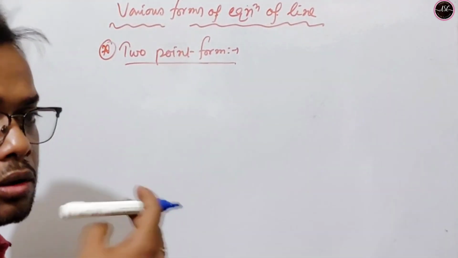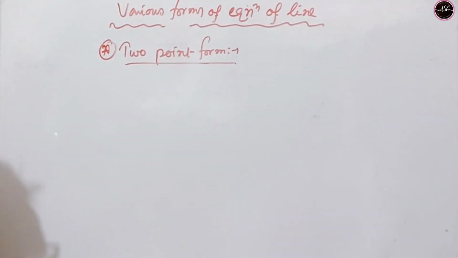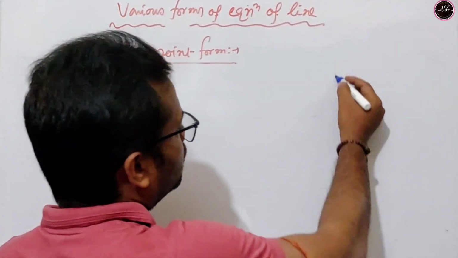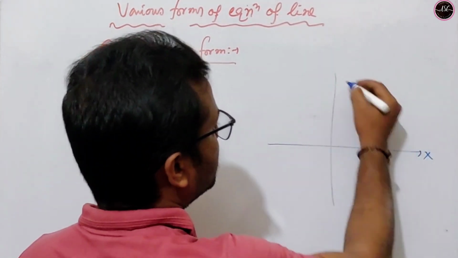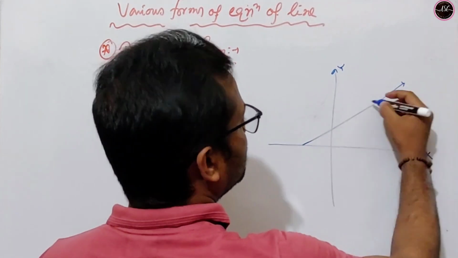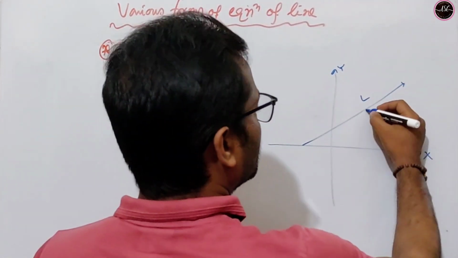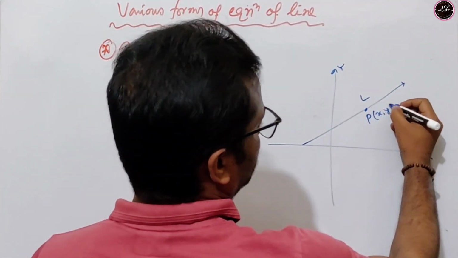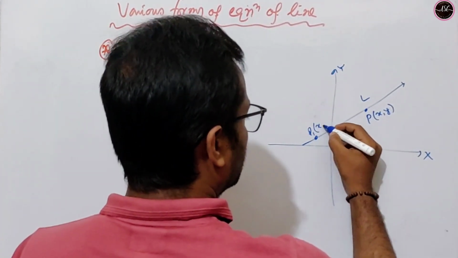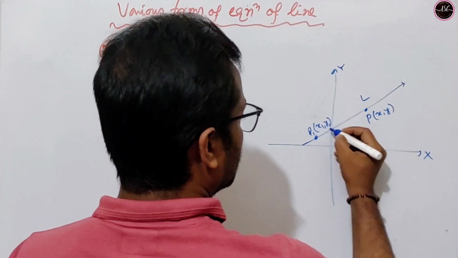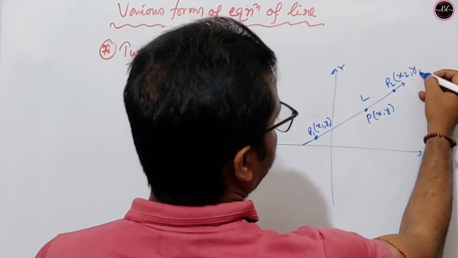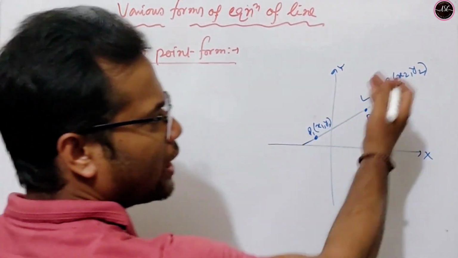Now we will learn about when two points are given and the line passes through those two points. Just look here, this is x, this is y, this is a coordinate plane and a line L. Here P is an arbitrary point x, y, and here P1 whose coordinate is x1, y1, and here P2 whose coordinate is x2, y2. So this line is passing through P1 and P2.